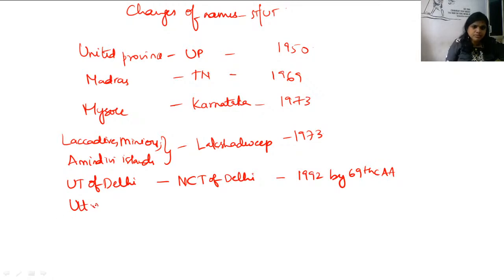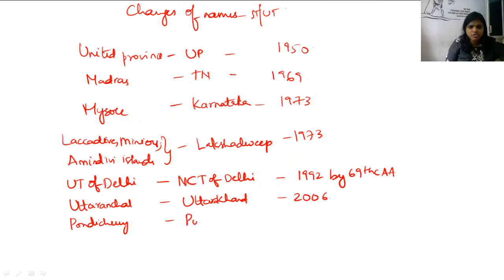Uttaranchal, later created as Uttarakhand, was renamed as Uttarakhand in the year 2006. And Pondicherry was changed to Puducherry in 2006. These are some of the changes of the states and UTs post independence that happened in India.